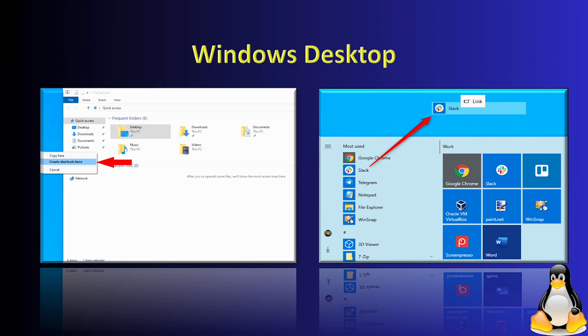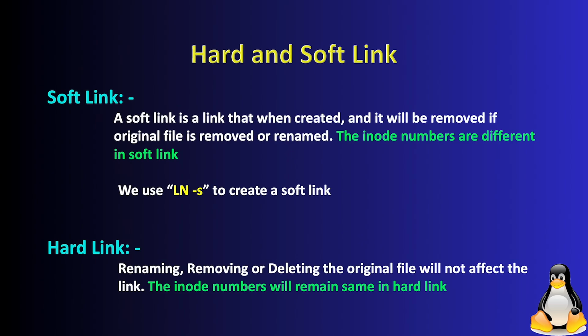Similarly, we can say in Linux we have two types of shortcuts. The first one is the soft link and the second one is the hard link. A soft link will be broken if the original data file is removed or renamed. The inode numbers are different in a soft link. We use ln -s to create a soft link. And for a hard link, renaming, removing or deleting the original file will not affect the link. The inode number will remain the same in a hard link.